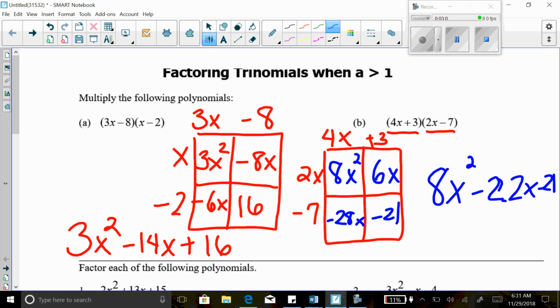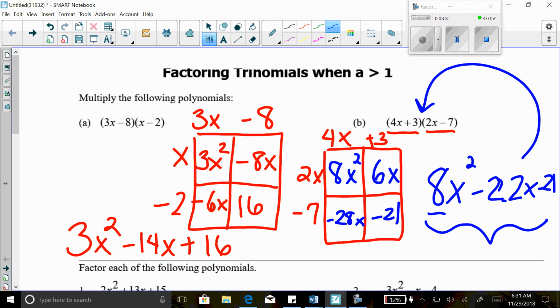Okay? So why did we do that? Why did we do the box method? You guys know the box method. Well, here we go. We're going to factor things when a is greater than 1. So when the number in the front is bigger than a 1. So we're going to take something like this and factor it into something like that. And we're going to use the method called slide and divide to do this.